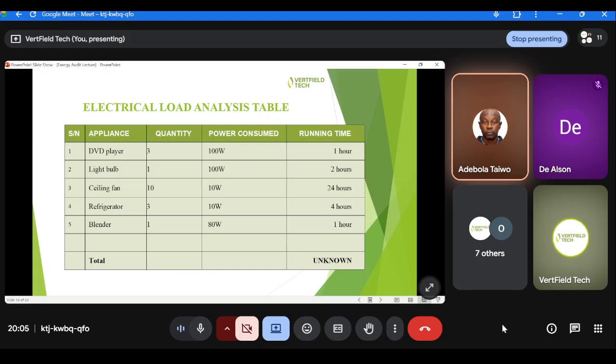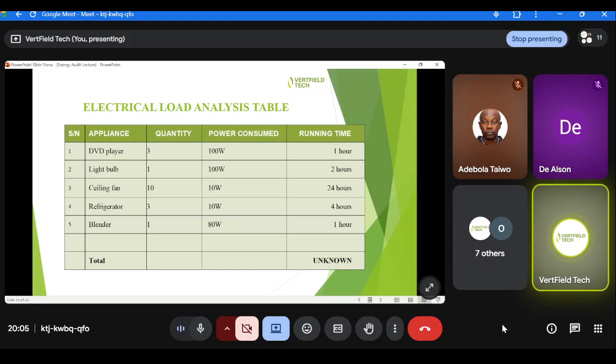Energy needs. Thank you, sir. Energy need of the facility. So we have asked Mr. Taiwo what is the energy need of his facility, and he has now told us he wants to power up these five appliances: DVD player, light bulb, ceiling fan, refrigerator, and a blender. So these are the five basic appliances he wants to power up. And then we are to work on it as professionals to firstly know the energy need and then use that information to size the various solar components before we go for procurement and then the installation as the final stage.